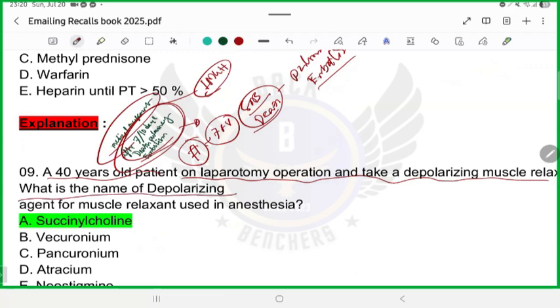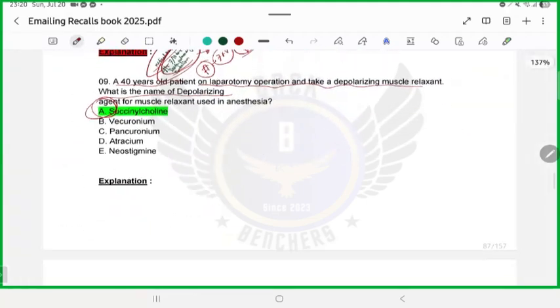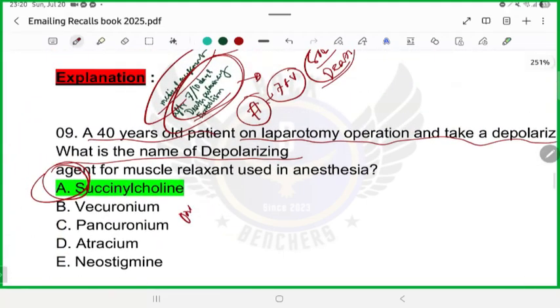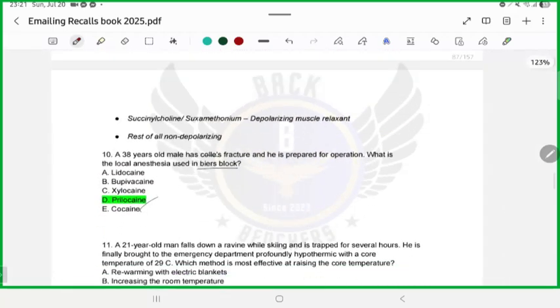A 40-year-old patient on laparotomy takes a depolarizing muscle relaxant. What is the name of the depolarizing muscle relaxant? We know which one it is: succinylcholine. Remember it. These are just one-line questions that come, and you get an easy mark just by remembering. No understanding needed.